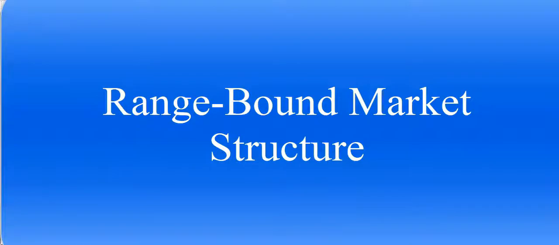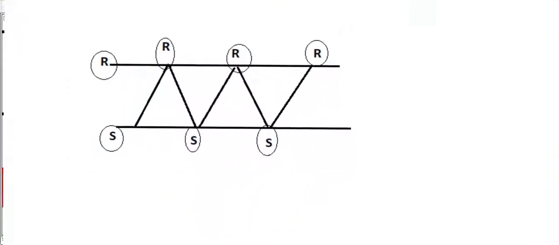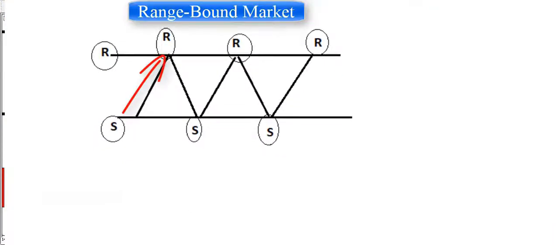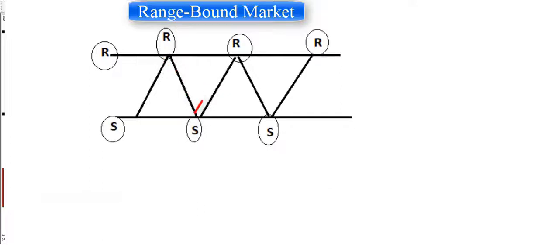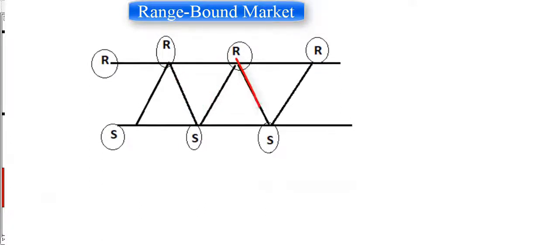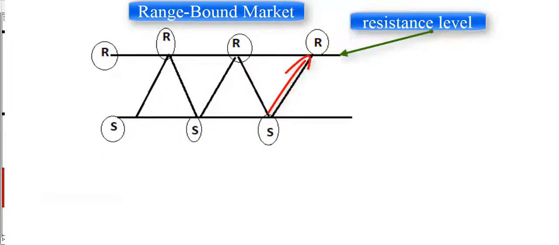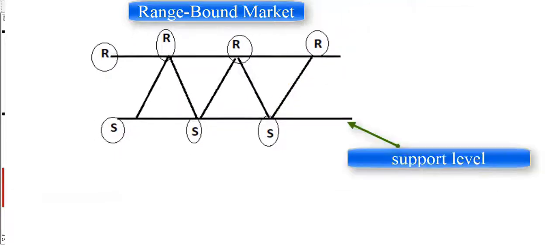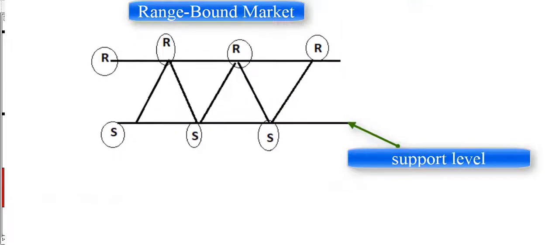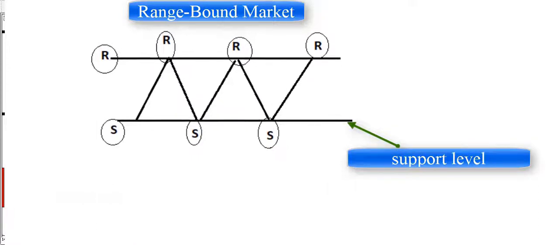The third type of markets is the range-bound market. A range-bound market is one in which prices bounce in between a specific high price and low price. The high price acts as a major resistance level in which price can't seem to break through. Likewise, the low price acts as a major support level in which price can't seem to break as well.